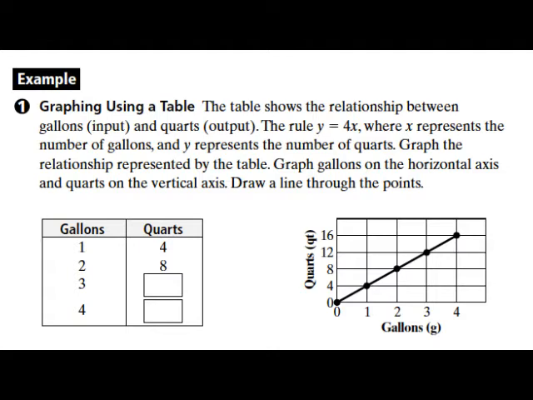So for 1 gallon there are 4 quarts. For 2 gallons there are 8 quarts. For 3 gallons there are 12 quarts. And for 4 gallons there are 16 quarts. So we see them graphed in the graph. We have filled out the table and we've connected them with a line. Put a smiley face by this problem.